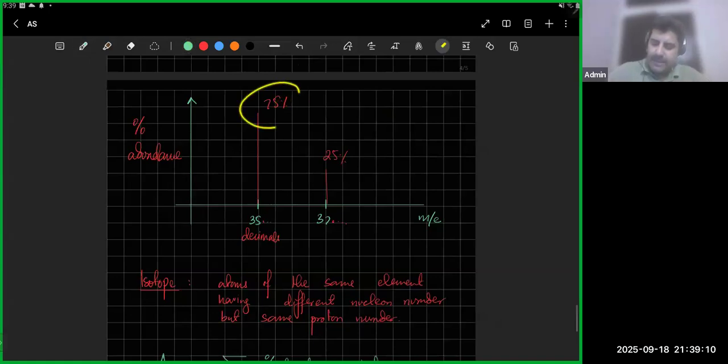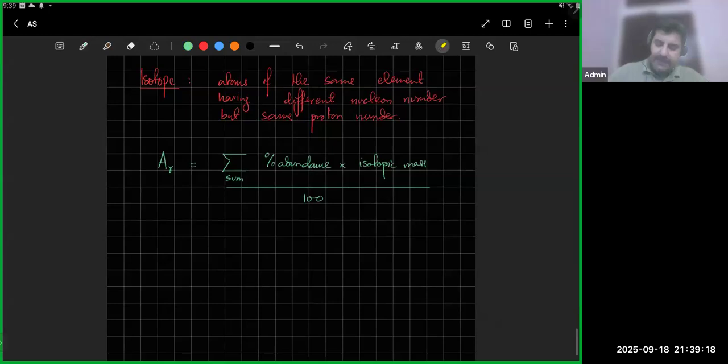75% is Cl35 and 25% is Cl37. So you're going to take the average, and this is the other method of taking the average. 75% of the Cl atoms were 35 plus 25% of the Cl atoms were having a mass of 37, and you then divide by 100. If you do the math on your calculator, it's going to come out to be 35.5. Okay, that's the average mass of a Cl atom.